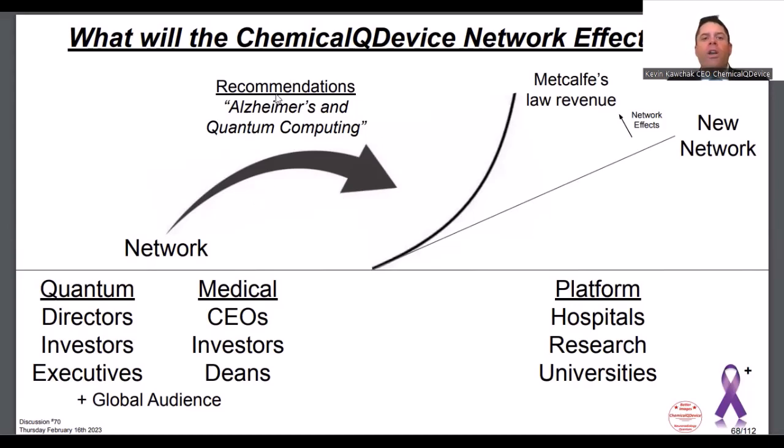So that network, and recommendations specifically from that network saying, oh yeah, I've heard of Alzheimer's and quantum computing, there's the startup that does this, this is what helps drive the new network. And once it gets going, that is known as network effects. The network effects can help Metcalfe's law of revenue. So even though the new network might grow linearly, revenue is expected to grow exponentially.